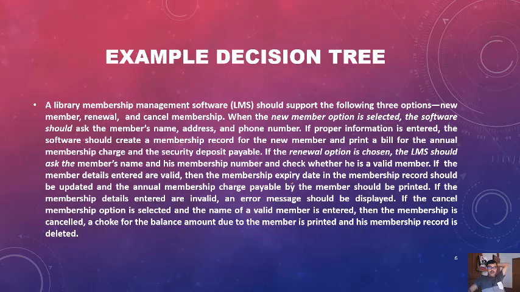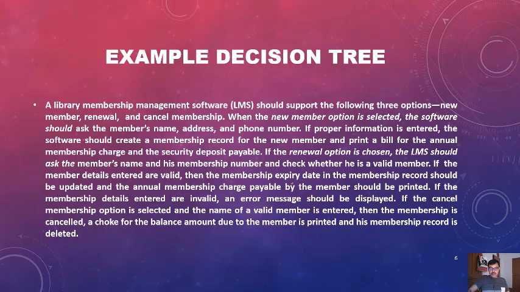The next example is library membership management software. LMS should support the following three options: new member, renewal, and cancel member. So there are three conditions: new member, renewal, and cancel member. When the new member option is selected, the software should ask the member's name, address, and phone number. If proper information is entered, the software should create a membership record for the new member and print a bill for annual membership charge and the security deposit payable.